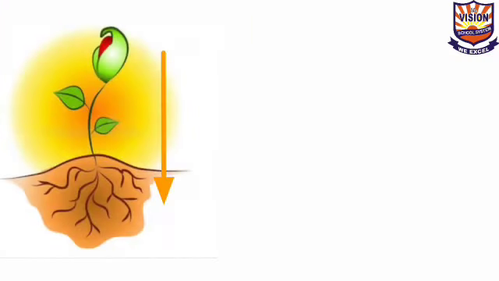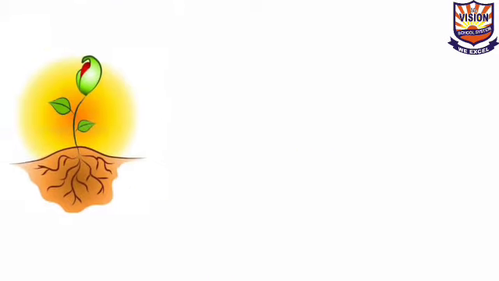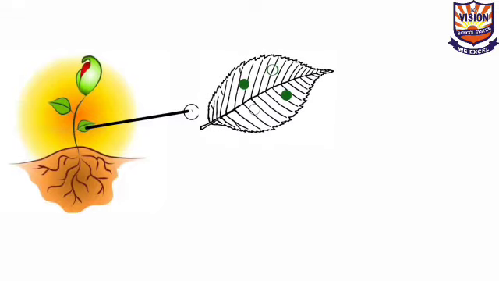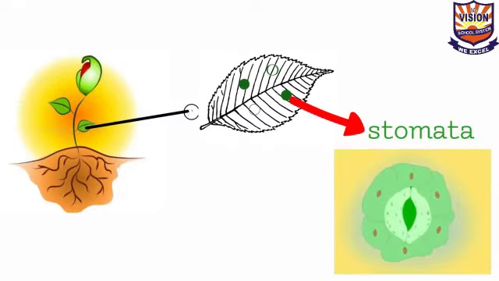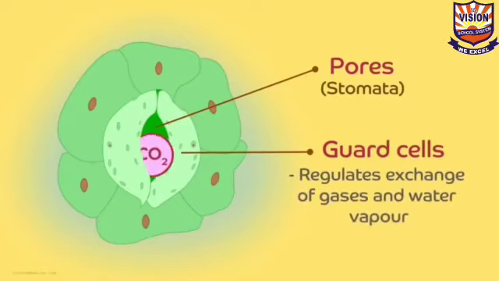So tell me, if the whole plant body is covered with epidermis, then how does the gaseous exchange along with the water vapor occur? Think about it. Well, the epidermis leaves some spaces, or you can say pores, which we commonly call stomata, a small opening present in the leaf or stem. These pores are guarded by the guard cells. Stomata help in exchange of gases, carbon dioxide and oxygen, along with water vapor, in and out of the plant cell.